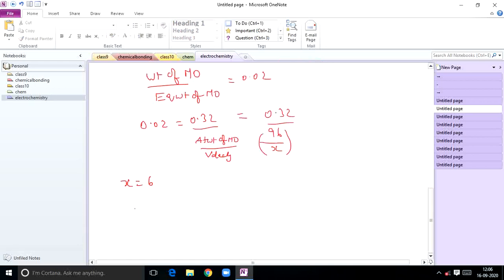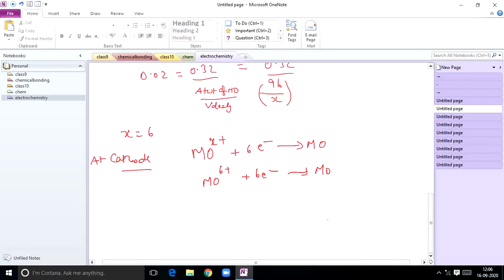Next. So what is the reduction at cathode? What reaction takes place at cathode? At cathode, molybdenum generally we don't know, Mo^X+ plus 6 electrons gives rise to Mo. So here already what is the charge X value? Mo^6+ plus 6 electrons gives rise to Mo. So now the oxidation state of molybdenum is 6. Therefore the oxidation state of molybdenum is equal to 6.